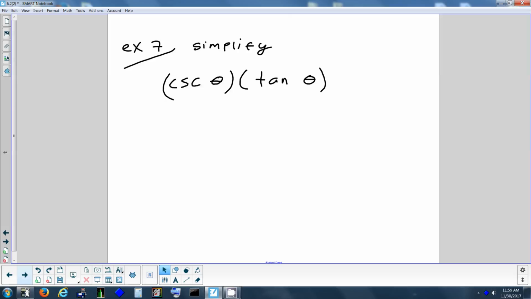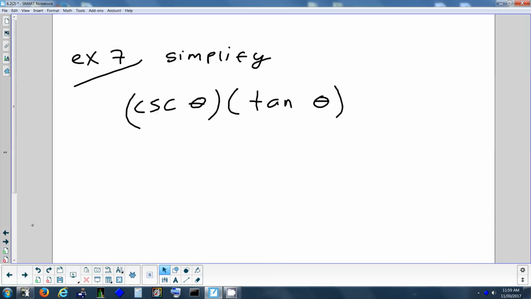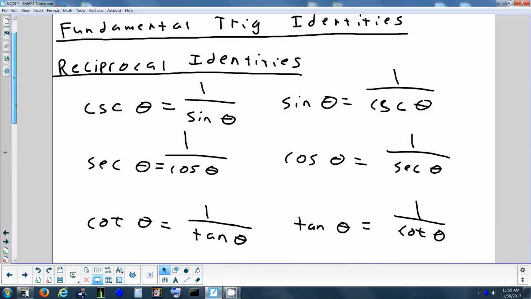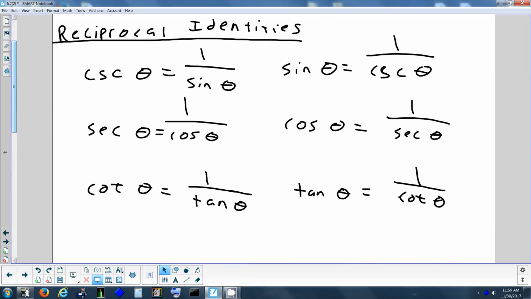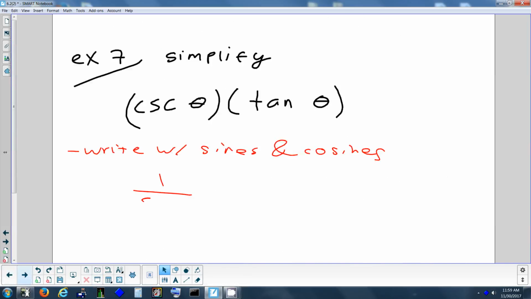It says simplify. The way you simplify it is you look back in your notes and you look for cosecant and you find another way to write it, usually with sines and cosines. So if we look back for cosecant, how can you rewrite cosecant? Cosecant is 1 divided by sine. So let's change that: 1 divided by sine.